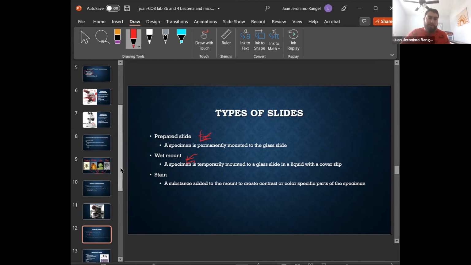The reason we use stain is to create contrast, to color specific structures or body parts of the specimen.